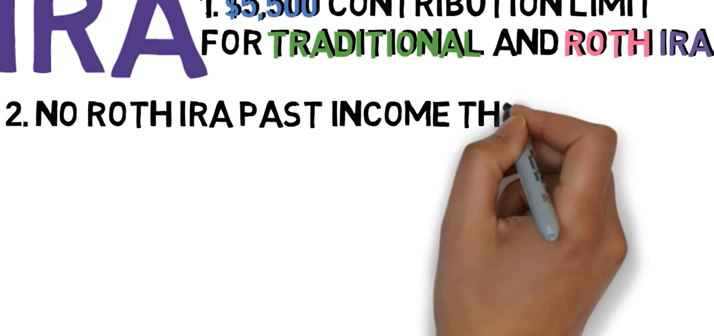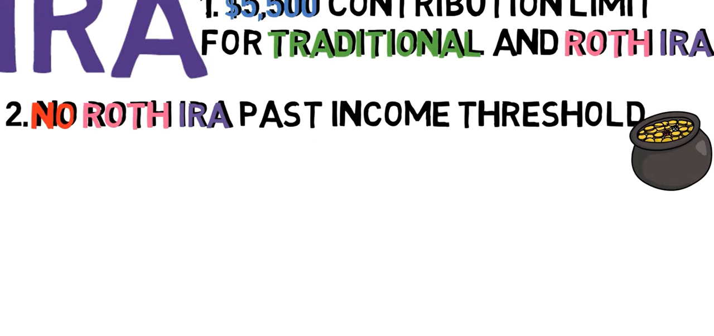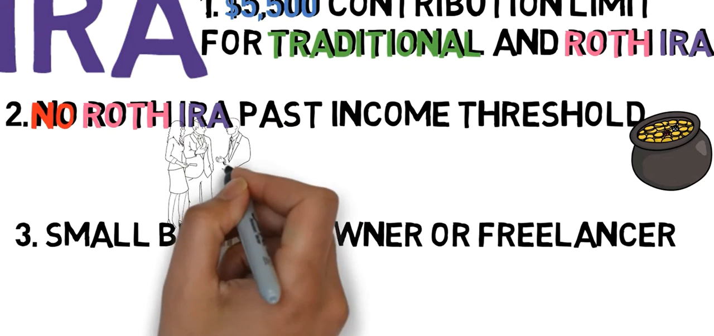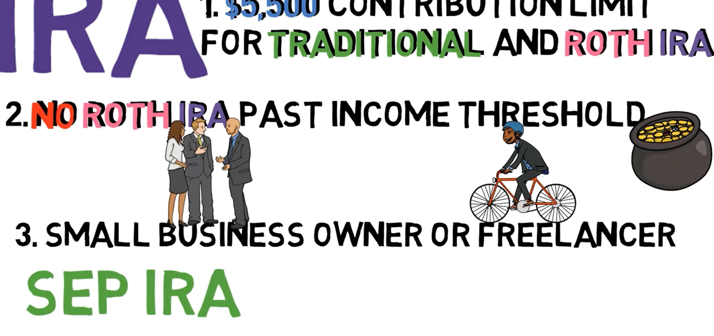2. You're barred from contributing to a Roth IRA at certain high income thresholds. 3. If you're a small business owner or freelancer, you can also open a SEP IRA, which operates just like a traditional IRA, just with a much higher contribution limit.